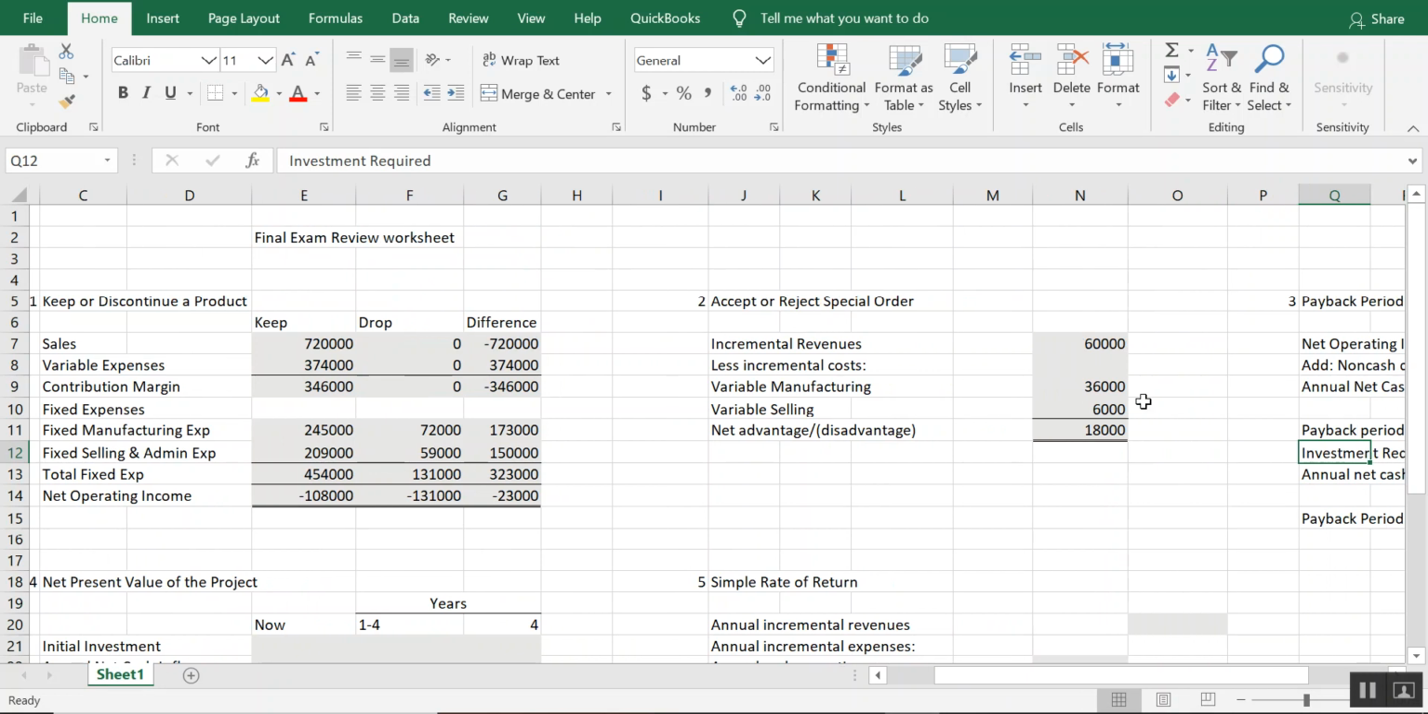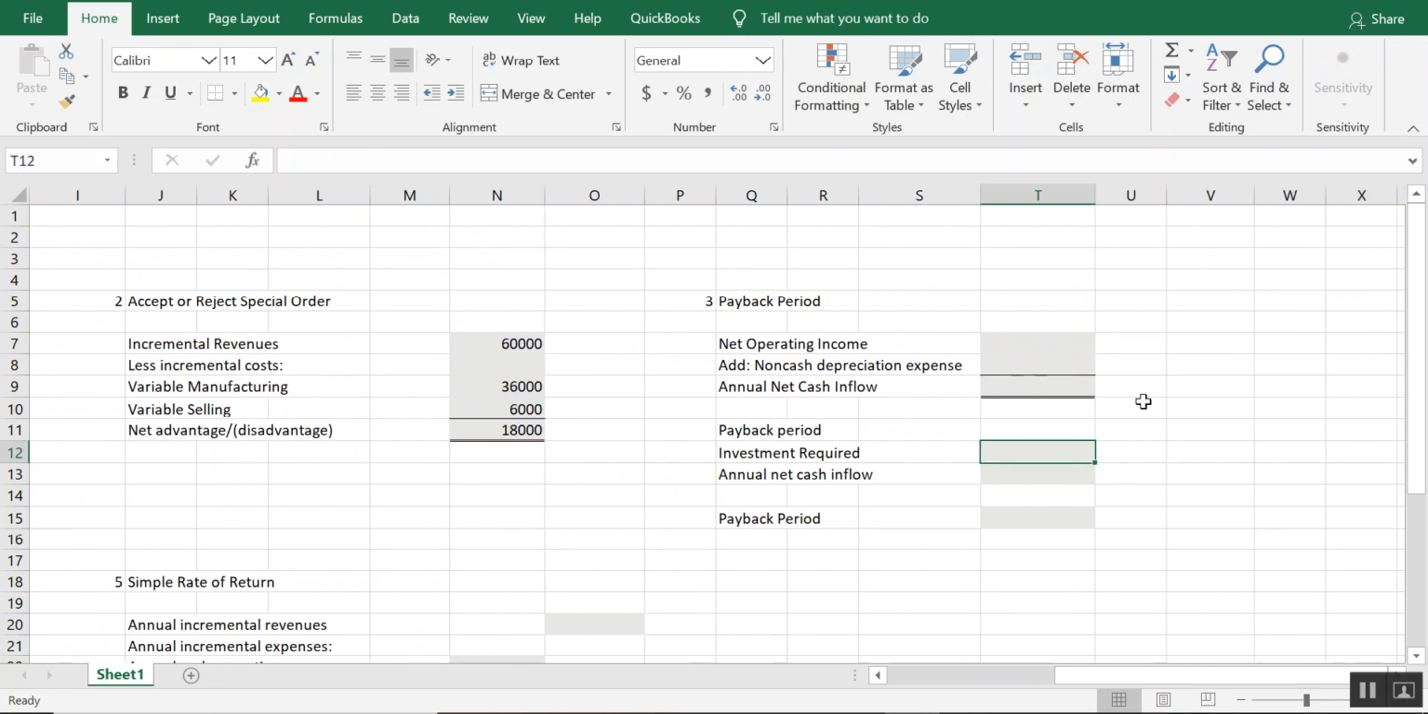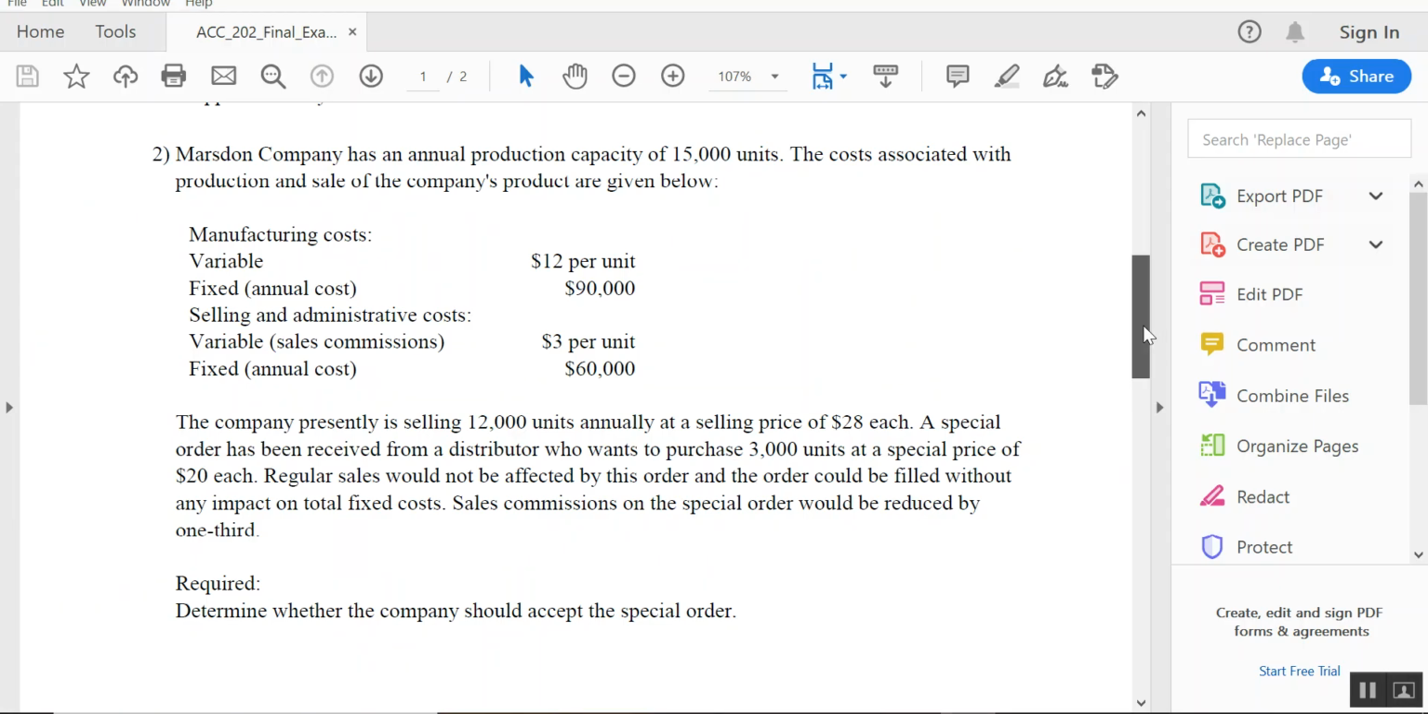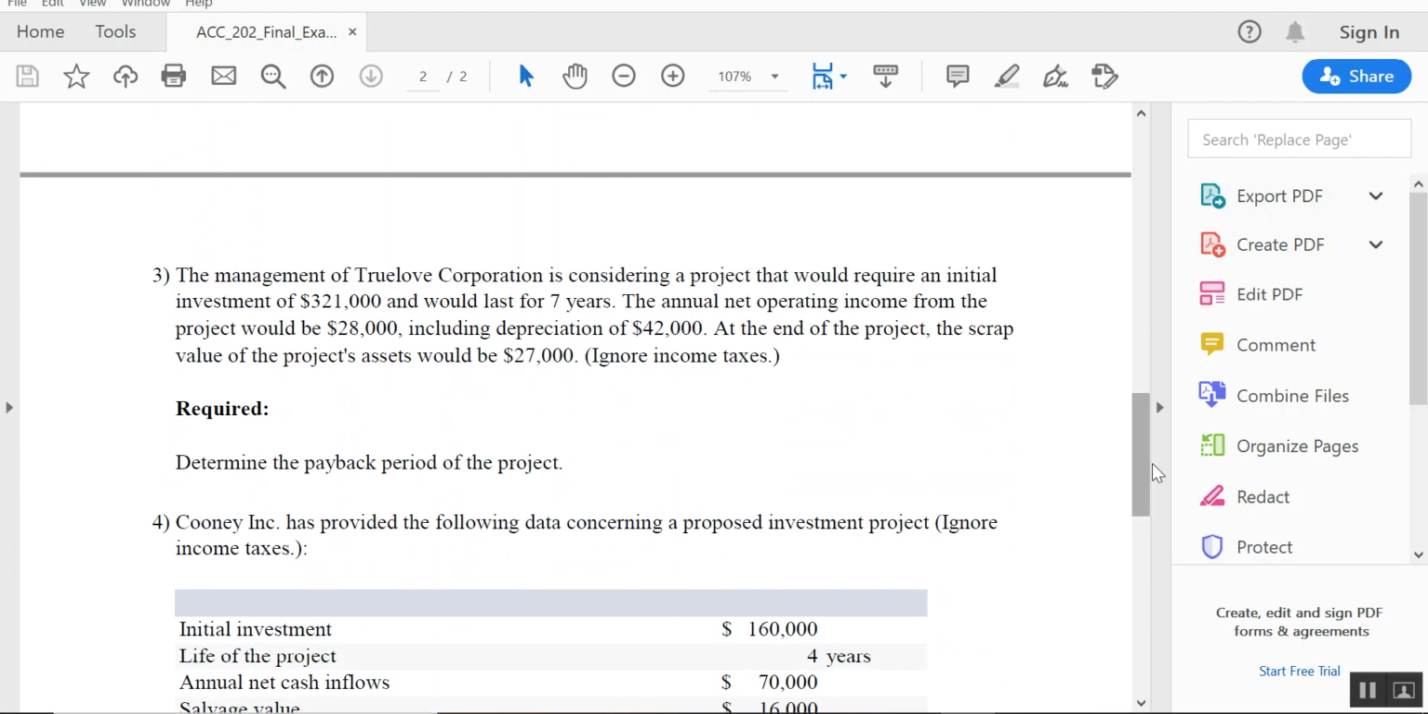Okay, that's number 2. For number 3, we're going to do a payback period type question, and I want to go to that here in the document. The question is, the management of True Love Corporation is considering a project that would require an initial investment of $321,000 and would last for 7 years. The annual net operating income would be $28,000, including depreciation, that's an expense, of $42,000. At the end of the project, the scrap value of the project's asset would be $27,000. Determine the payback period of the project.